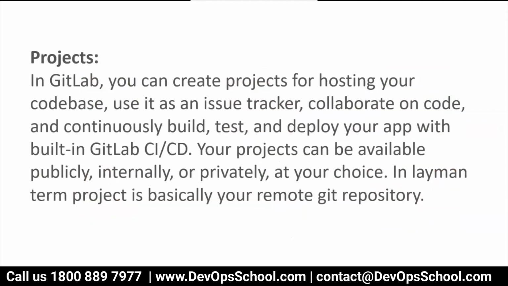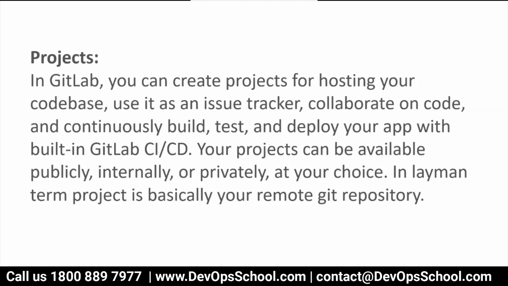So look at this here. Projects in GitLab: you can create a project for hosting your code base, use it as an issue tracker, collaborate on code, and continuously build, test, and deploy your app with the built-in CI/CD. Built-in GitLab CI/CD, we call it Auto DevOps now. That key has been changed. Now they call it Auto DevOps. Okay, and your project can be available publicly, internally, or private at your choice. And in layman's terms, a project is basically your remote Git repository. I repeat, remote Git repository.